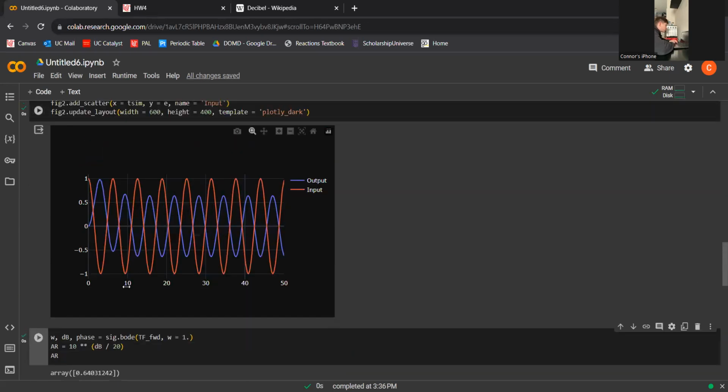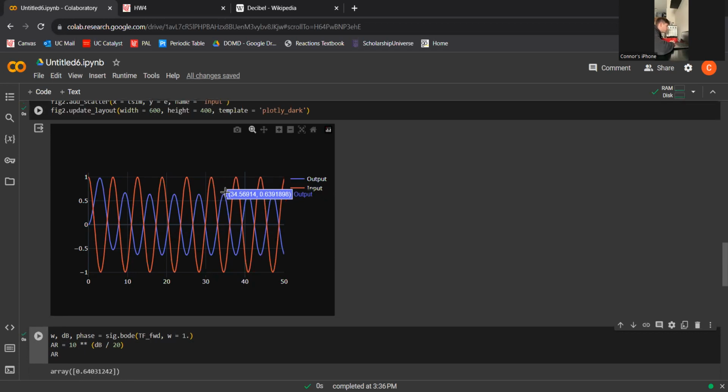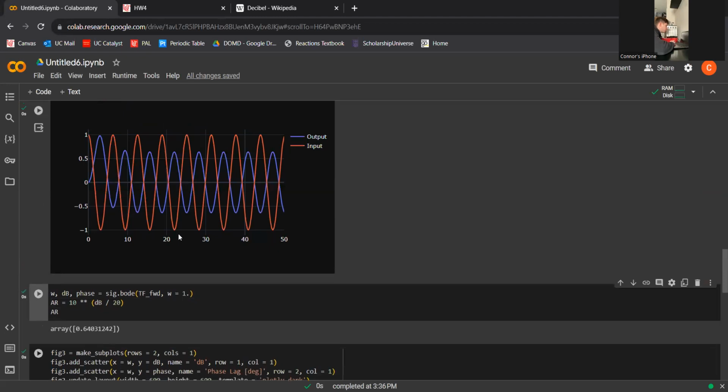So if we look at our input versus output, our input amplitude is about 1, and then our output amplitude is about 0.64, so it's very close. So if you divide, you get the 0.64 roughly. So that is how you can calculate the amplitude ratio instead of just looking graphically.